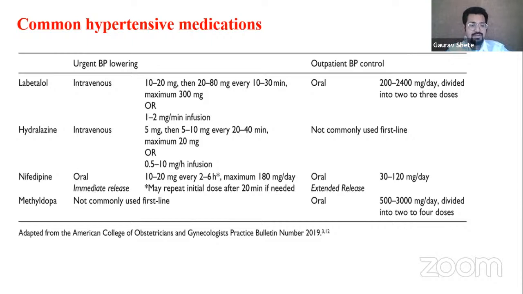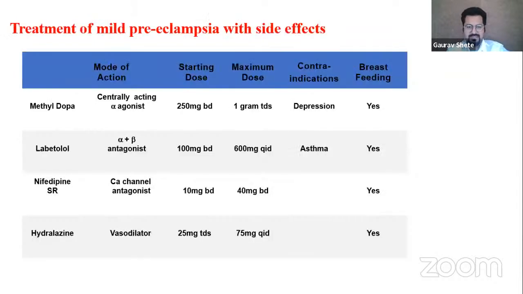Initially alpha methyldopa was also used, but nowadays it is not used. 500 mg 3 to 4 times a day was given, but then it started causing central nervous system depression, constipation, and there are many more side effects that we'll discuss in coming slides. So the mode of action, methyldopa is simply an alpha agonist. Starting dose initially recommended was 250 mg BD. Now it's 500 mg BD. Maximum dose 1 gram, and contraindication is depression. And it is safe to be given during breastfeeding.